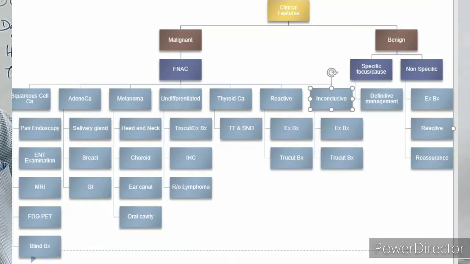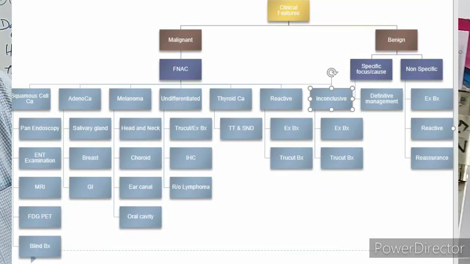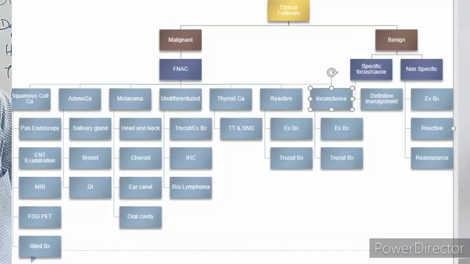Okay. Squamous cell carcinoma, you do pan endoscopy, ENT examination, MRI, PET, and blind biopsy. This is what we mentioned. Adenocarcinoma, salivary gland, breast, GI, you concentrate on these accordingly. Melanoma, head and neck, choroid, ear, ENT, eyes, oral cavity, everywhere you need to evaluate and find out. Undifferentiated, you need a true cut or biopsy. Okay. IHC to rule out lymphoma.